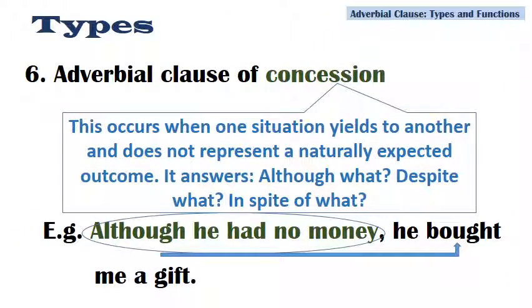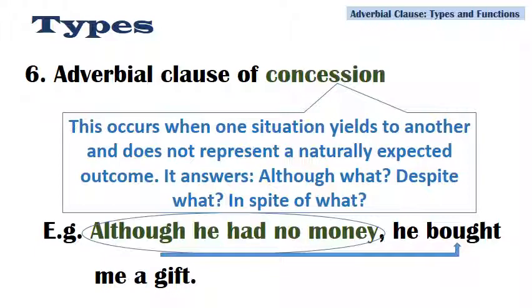The sixth type we'll look at will be the adverbial clause of concession. Concession occurs when a situation yields an outcome that is naturally not expected. So if we put it this way, someone that has no money should not be able to afford a gift. So if you make a statement as given in the example, although he had no money, he bought me a gift, you would notice that bought the gift does not match had no money.